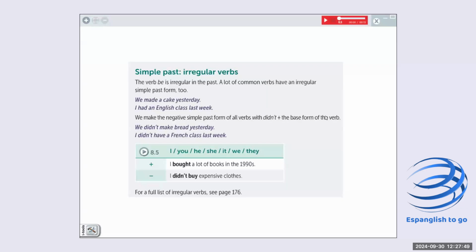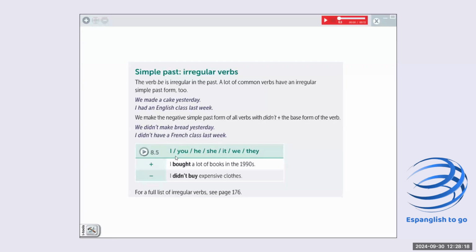Page 126. Yes. So we make the negative with all the verbs with didn't plus the verb in simple form, not in past, in simple form. For example, we didn't make bread yesterday. I didn't have a French class last week.